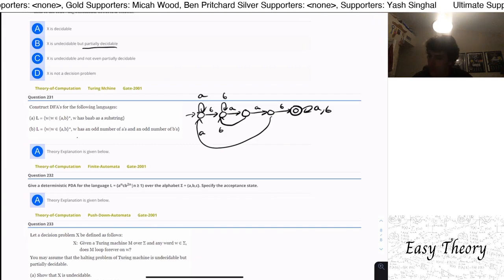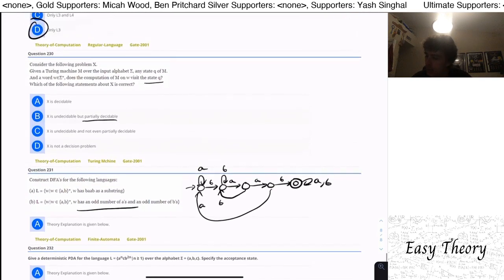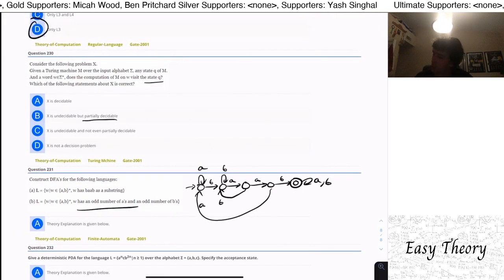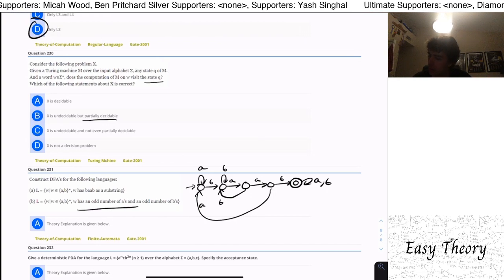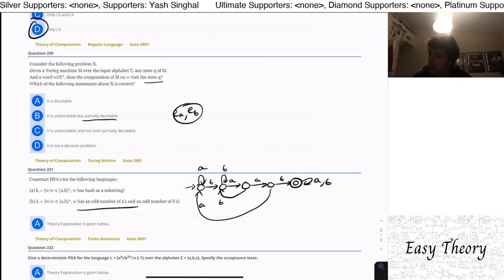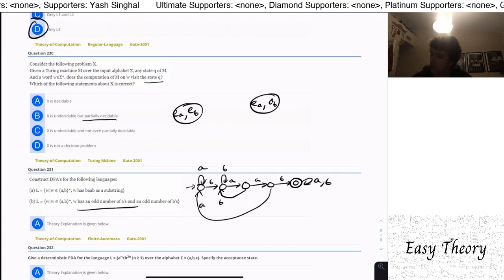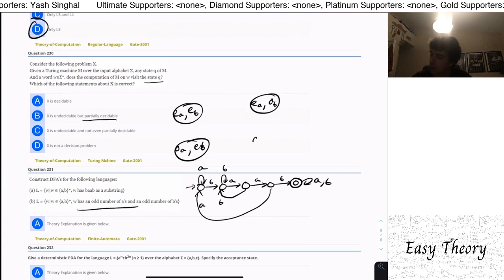And then for an odd number of A's and an odd number of B's. So that means we will have to make 4 states: EA, EB, which denotes even A, even B; even A, odd B; odd A, even B; odd A, odd B.